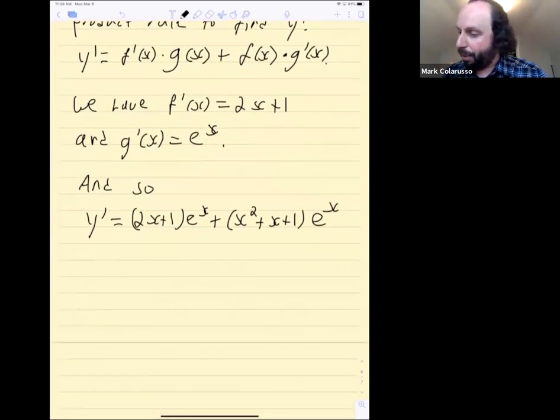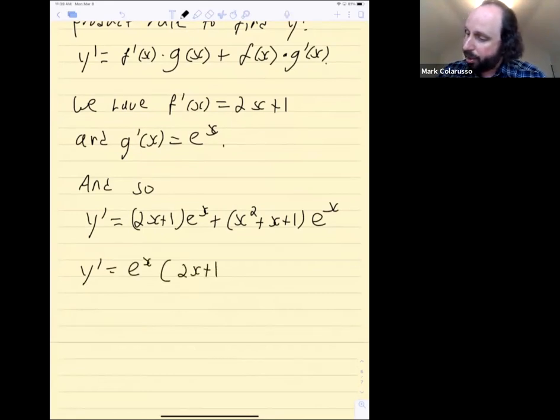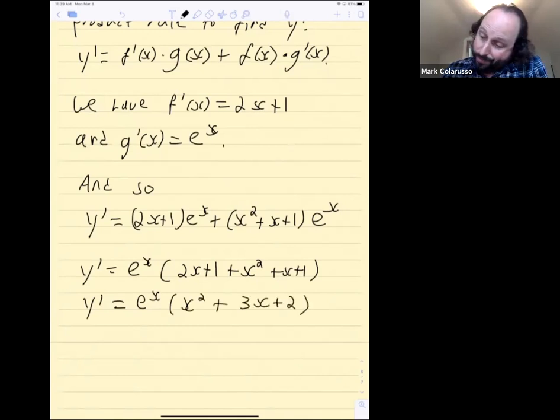And we could simplify this a bit. I guess I shouldn't be super duper lazy. So we could factor out an e to the x. And then we get 2x plus 1 plus x squared plus x plus 1. So we get that y prime is e to the x times x squared plus 3x plus 2. Just combining like terms in here, you've got 1 x squared, you've got 2x and an x, so 3x, and 1 and 1 gives you 2. So not so bad, right?